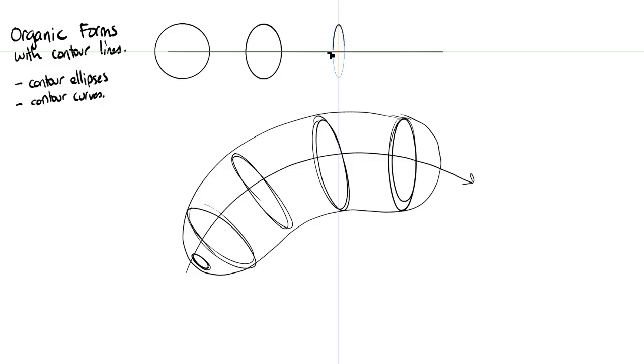Until eventually it got very flat when it was turned 90 degrees. So the same principle applies here, where the degree of the ellipse tells us what the orientation of this particular cross-section of the organic form is going to be. So that allows a viewer to kind of discern what they're looking at.